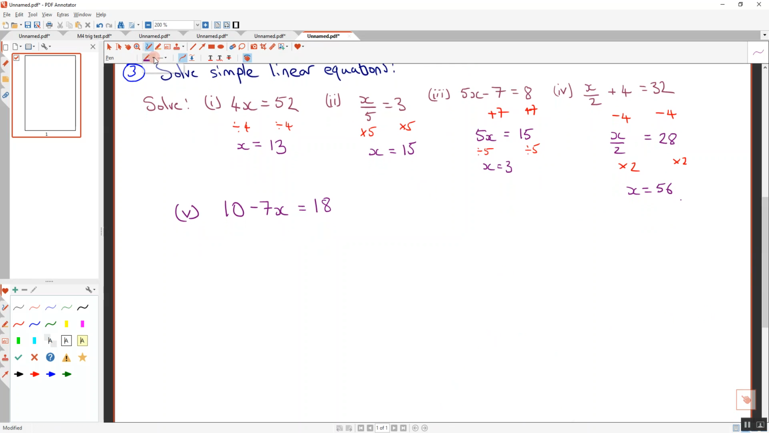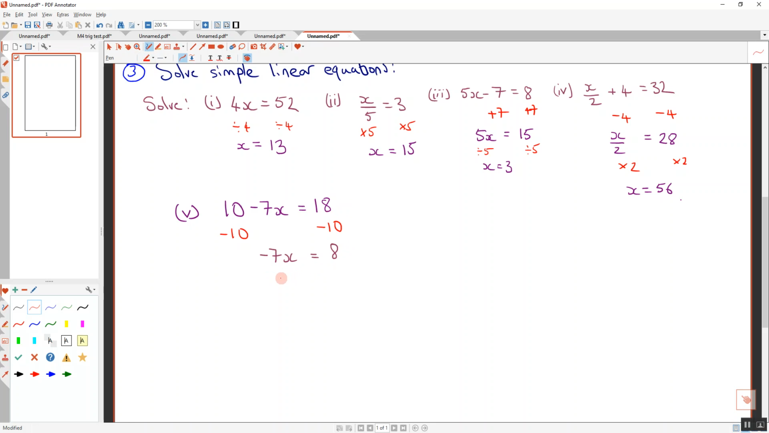First step, Eliza. You minus 10 from positive 10. Yup, minus 10 from both sides, effectively. Negative 7x equals 8. Good. Okay, now do not forget your negative here. Your next step then, Hans.